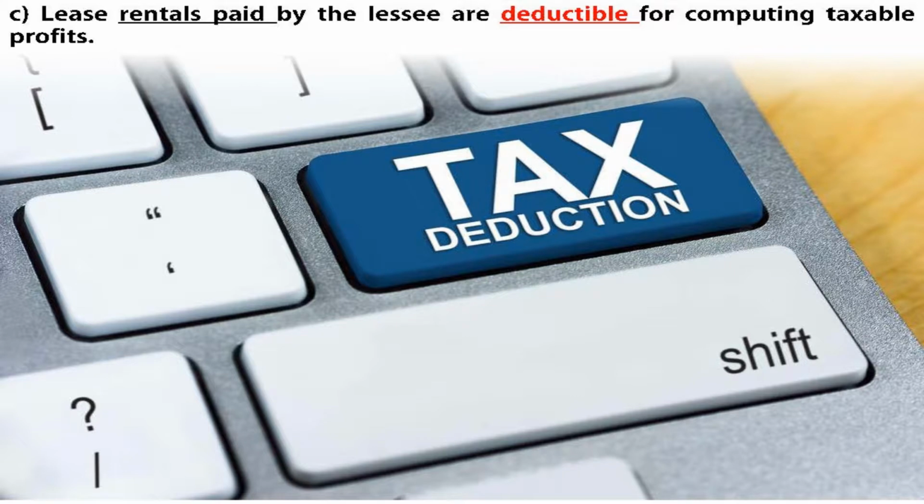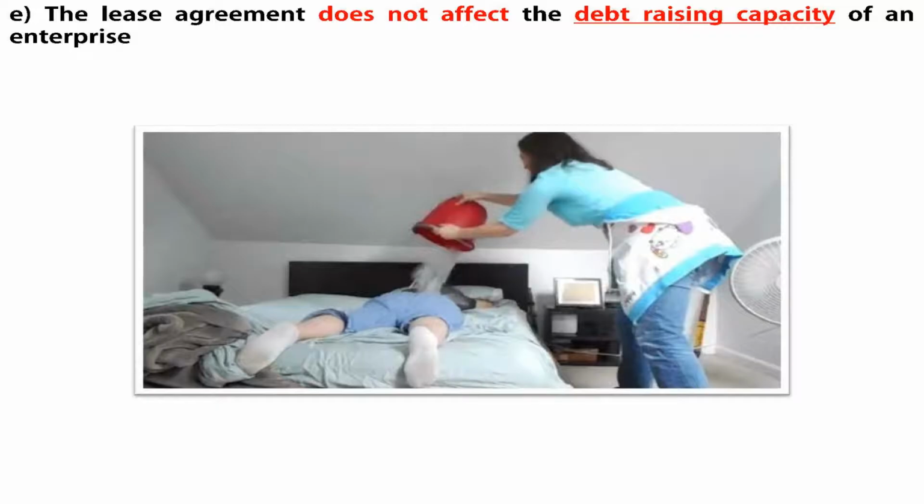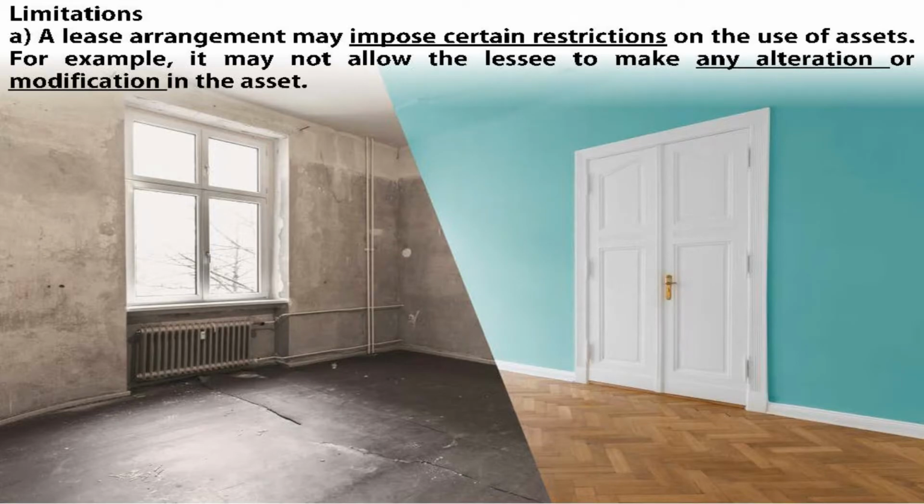That means tax deduction. It provides finance without diluting or weakening the ownership or control of the business. The lease agreement does not affect the debt raising capacity of an enterprise. Limitation. A lease agreement may impose certain restrictions on the use of assets. For example, it may not allow the lessee to make any alteration or modification in the asset.